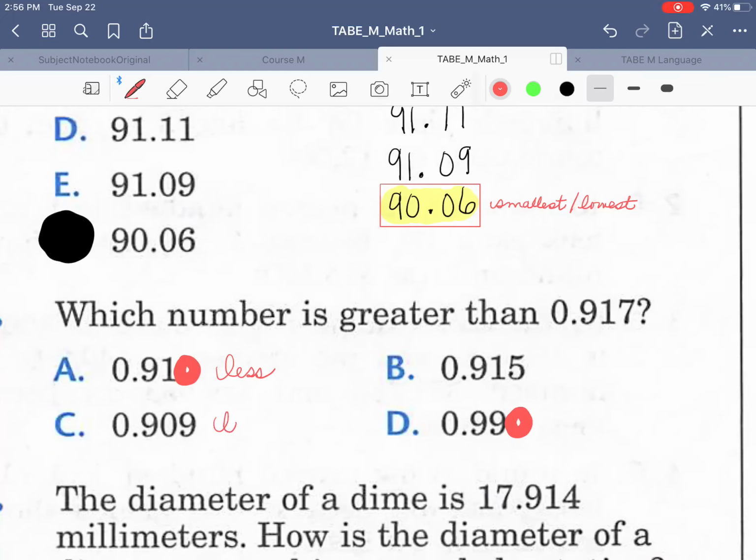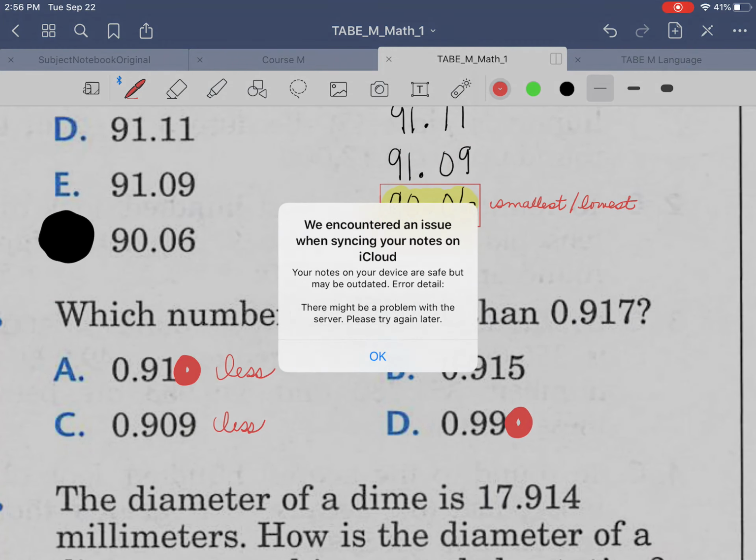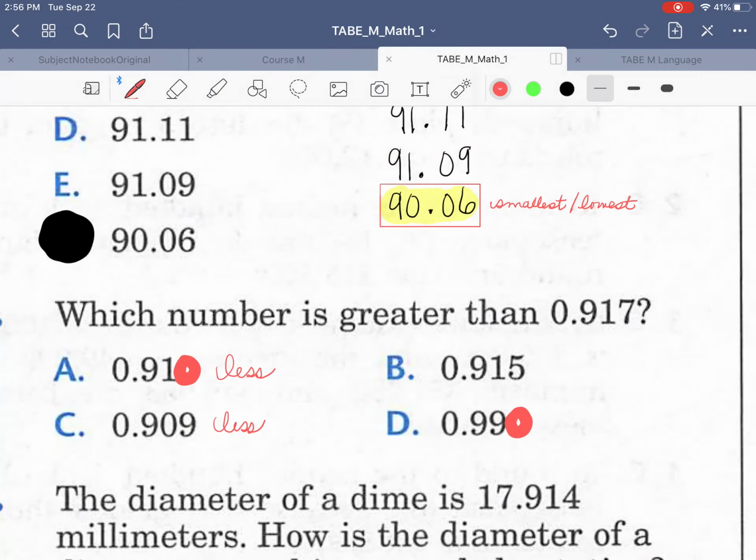9 is less than 917. 915 is less than 917. I don't know what my iPad's doing there. And 990 is greater than 917. And we want the one that is greater. So let's go with option D for number 12.